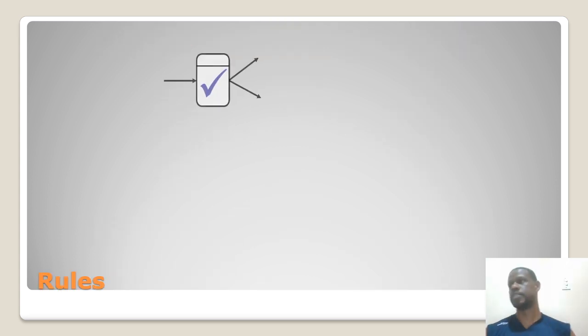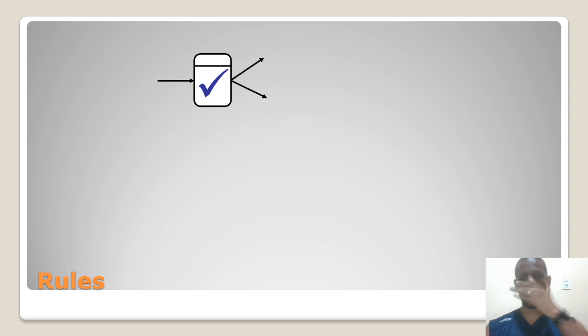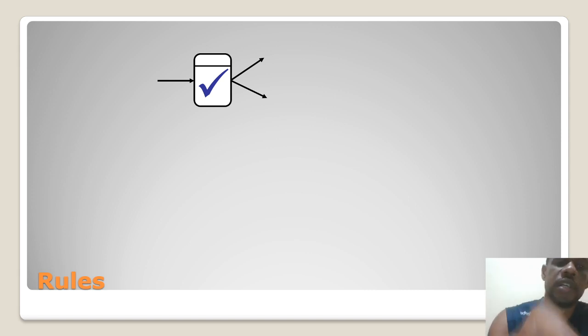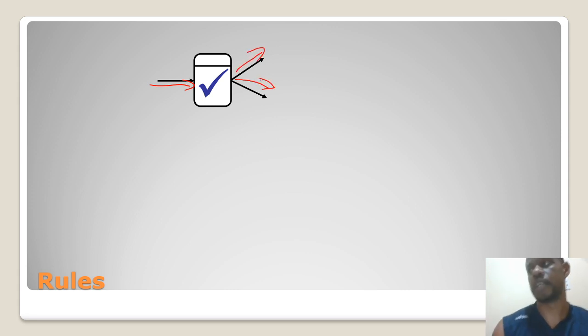So let's look at some simple rules before I go to one question, and then I'll close this off, and if you have any questions, you'll ask me, right? Rules. This is a process, right? So you can get things coming into a process and two things going out, meaning you could get the ID of something, and then that ID could translate to a price, or it could translate to a stock number, some kind of thing like that.